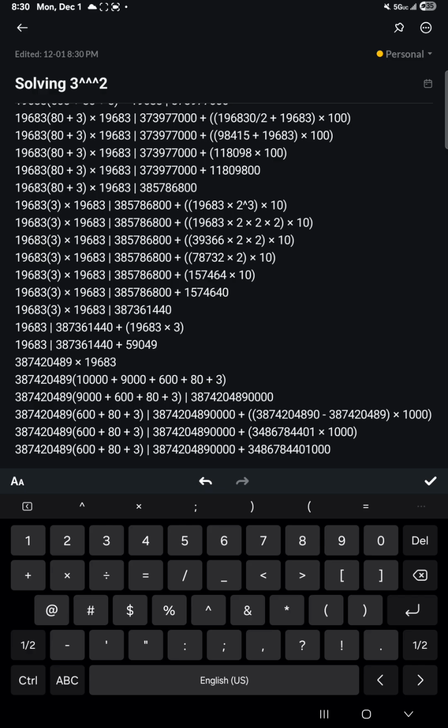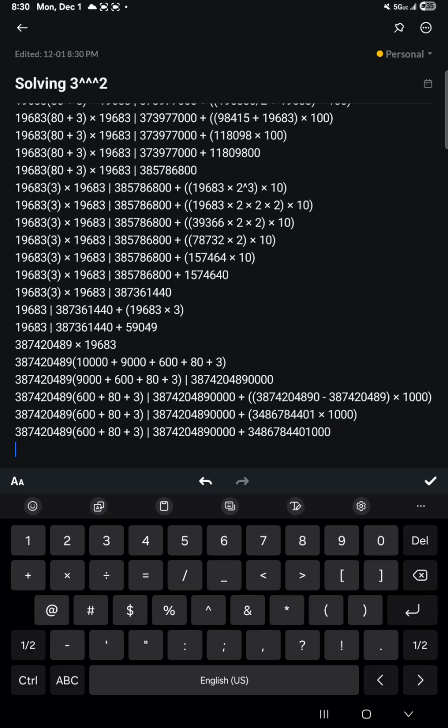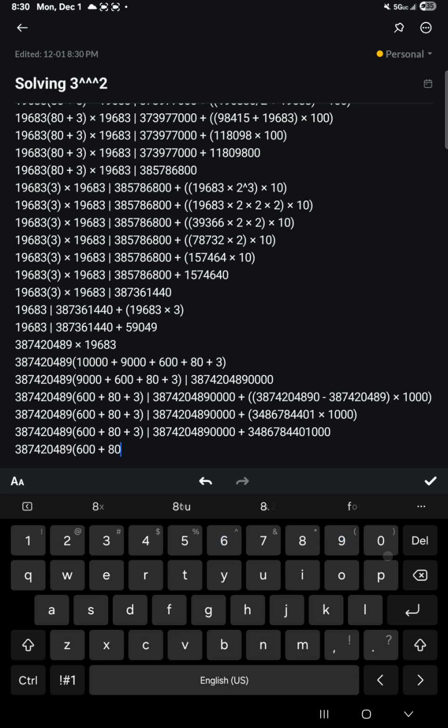Yeah, add 3 zeros when multiplying by 1000. Can't believe I'm doing this so quickly. Let's sum this up. Let's get this part.